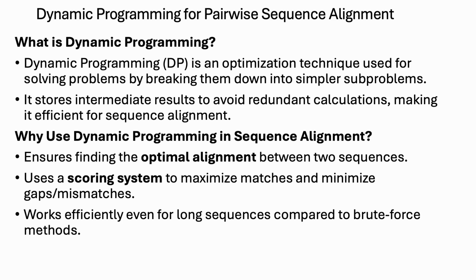So let's see what is dynamic programming. Dynamic programming is an optimization technique used for solving problems by breaking them into smaller subproblems. It stores intermediate results to avoid redundant calculation, making it efficient for sequence alignment. Why dynamic programming in sequence alignment? Because this ensures an optimal alignment between sequences. It also uses a scoring system to maximize matches and minimize gaps and mismatches. So this works efficiently even for long sequences compared to the brute force method. So dynamic programming is the preferred choice of approach.